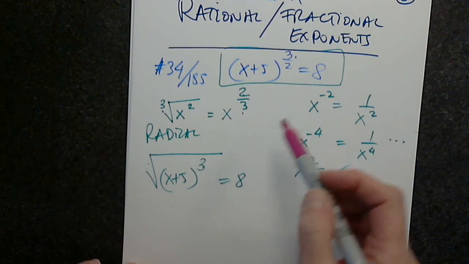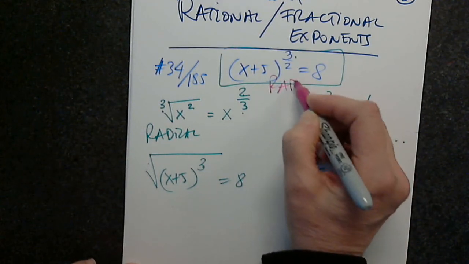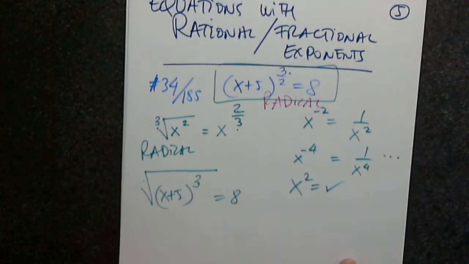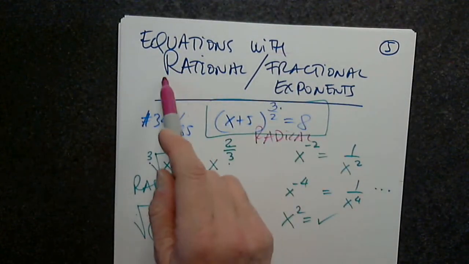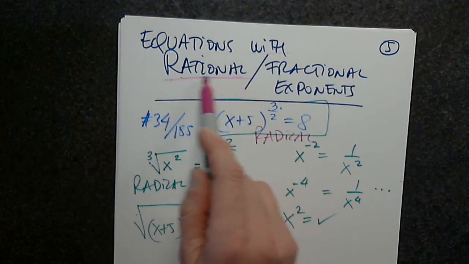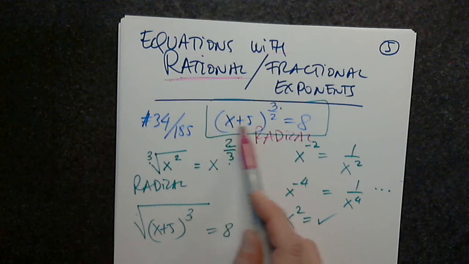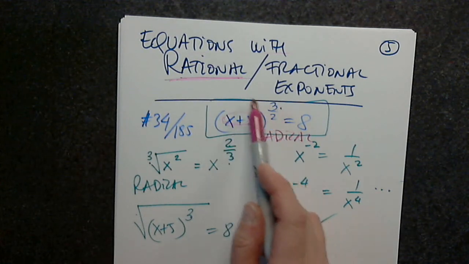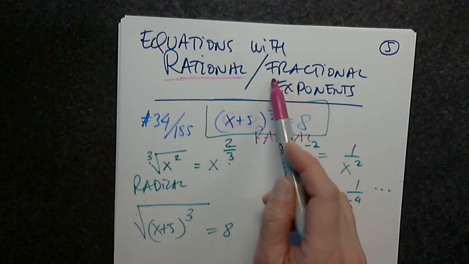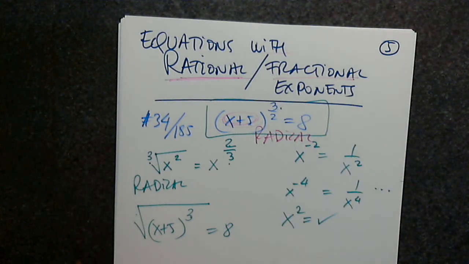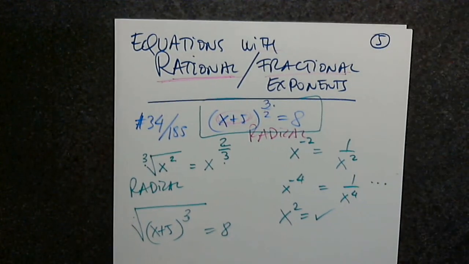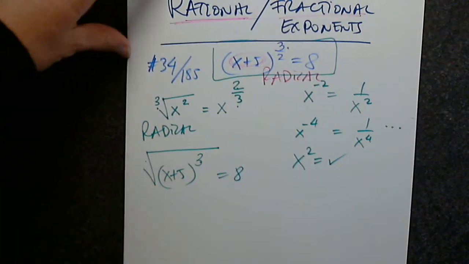So basically, this is a radical equation. But it's also an equation that has exponents on the variable. This is the variable right here. It has an exponent on the variable that is a fraction. It is a radical, but also an equation with a fractional exponent. Okay, so here's what I recommend in this situation.